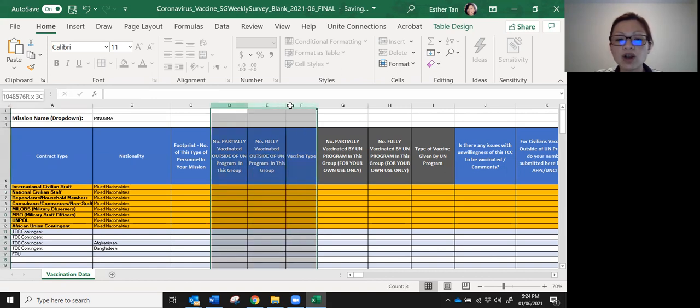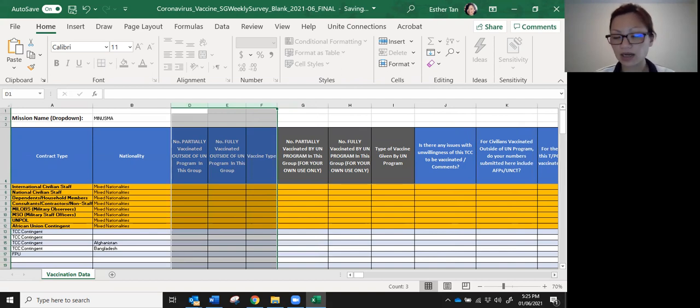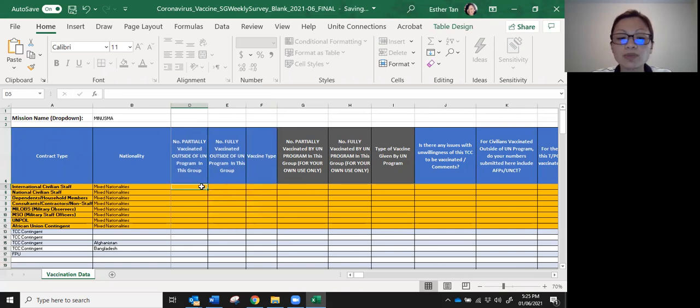And then these three columns here are really all about people who are vaccinated outside of the UN program. So they're not using UN vaccines. Maybe they were vaccinated in their own home country. Maybe their government supplied them vaccines to the contingent in the mission, or maybe they were vaccinated by the local Ministry of Health. So this is all about people that are vaccinated outside of the UN program. So you just put your numbers here.